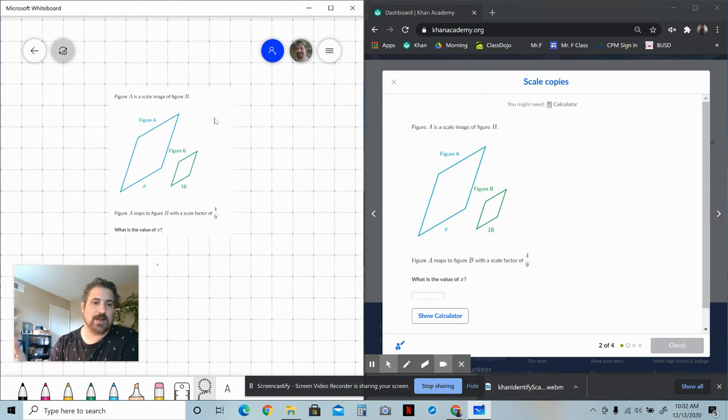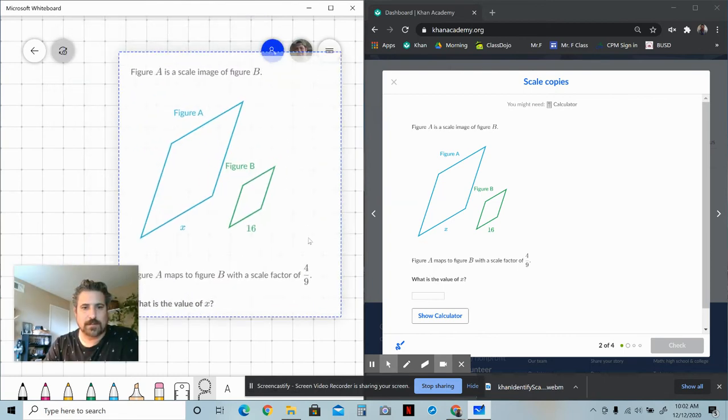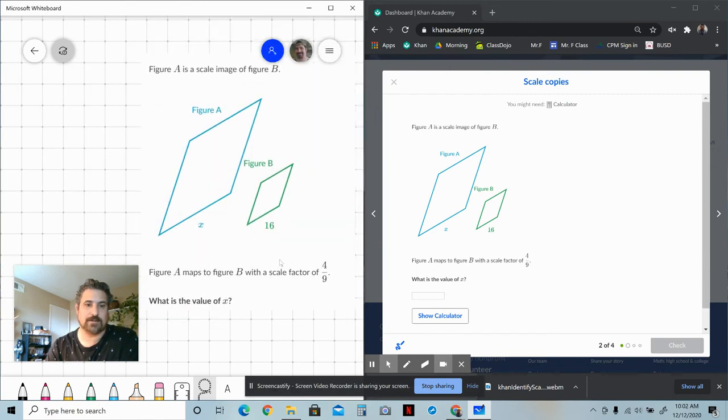All right, so if we take a look at this relationship, these two scale drawings, this time it tells us the scale factor. That's kind of cool. So it says figure A is a scale image of figure B. Okay, so we know these two are similar figures, which means all of the angles are the same and the sizes are proportional. It says figure A maps to figure B with a scale factor of 4/9. Now the way they wrote that is a little bit weird, isn't it? But we understand that if the scale factor is 4/9, that is a reduction, right? So that means that figure A is being reduced in size by a scale factor of 4/9 to figure B. Okay, so that's what it means.